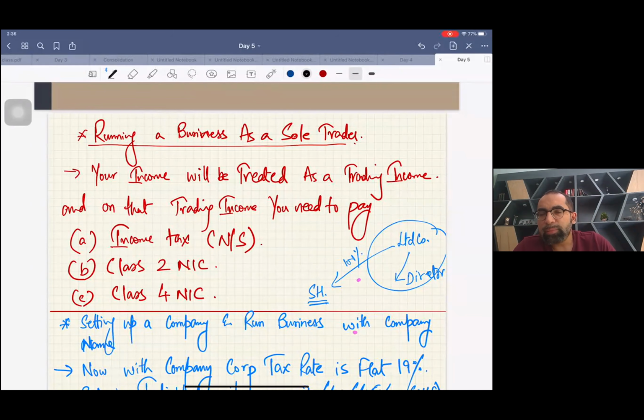Also, for trading income, as you are the owner of that business, a trader, a businessman, he pays two types of NIC for himself. Number one is class 2 NIC and number two is class 4 NIC, right?